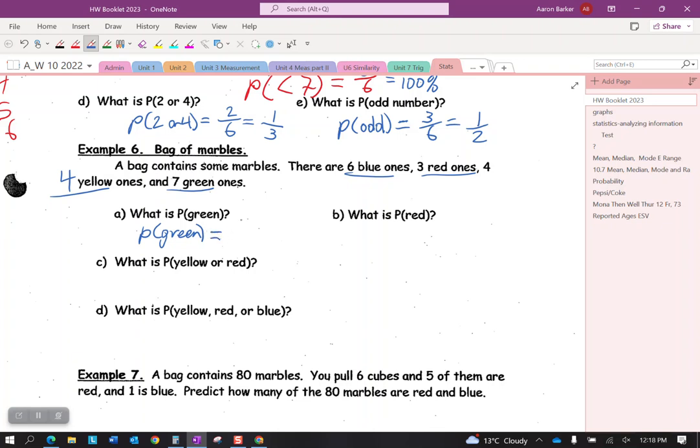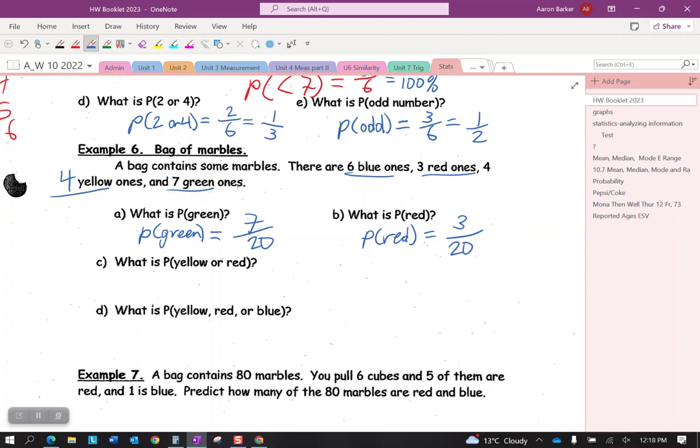So we have 7 greens over what? How many total marbles do we have? You guys pay attention. 20. So the probability is 7 over 20 for a green marble. What's the probability for a red marble? Still 20 marbles. 3. So the probability is 3 over 20.